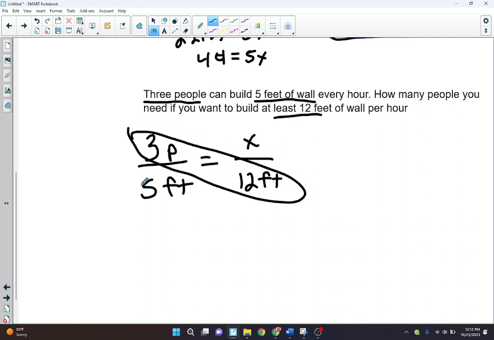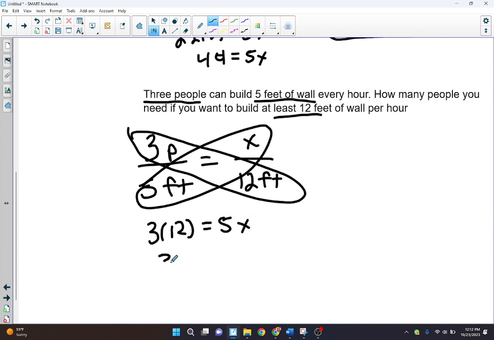Again, we cross multiply. 3 times 12 equals 5 times x. 36 equals 5x. X equals 7.2. My issue, though, is these are people, right? I cannot have 0.2 of a person.